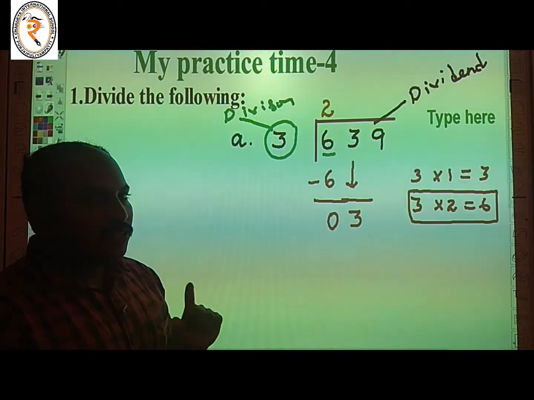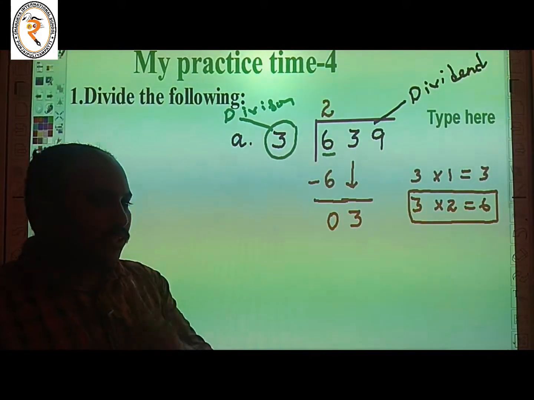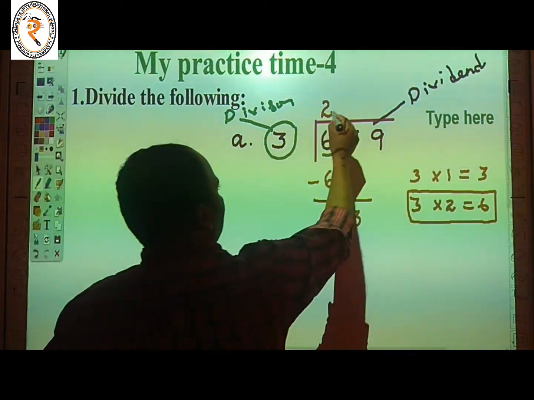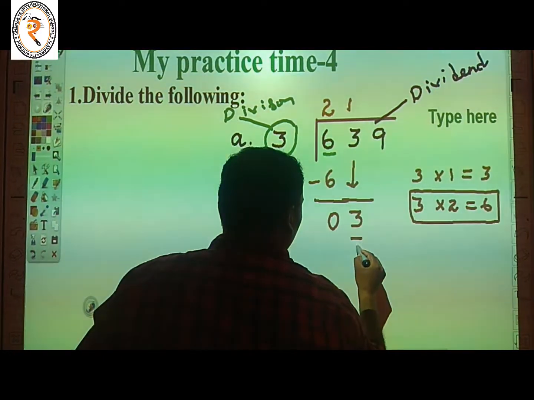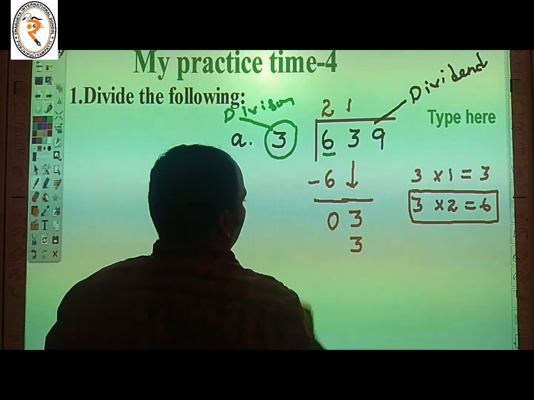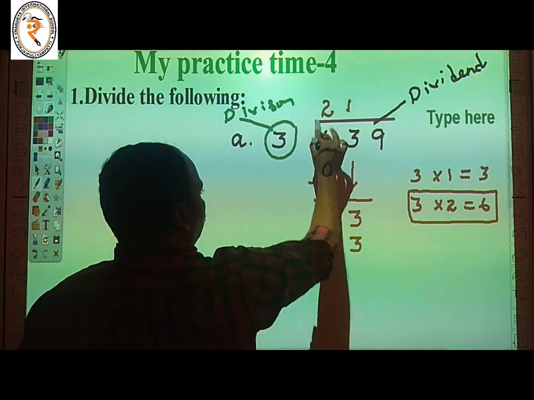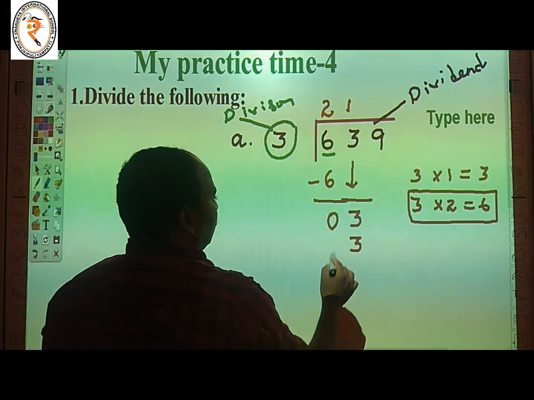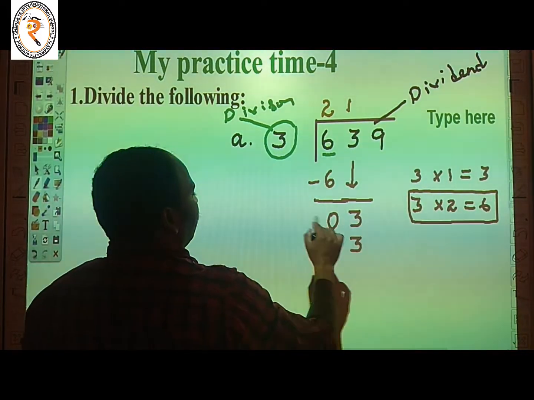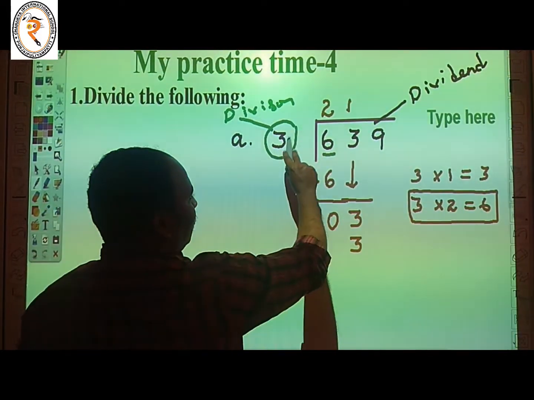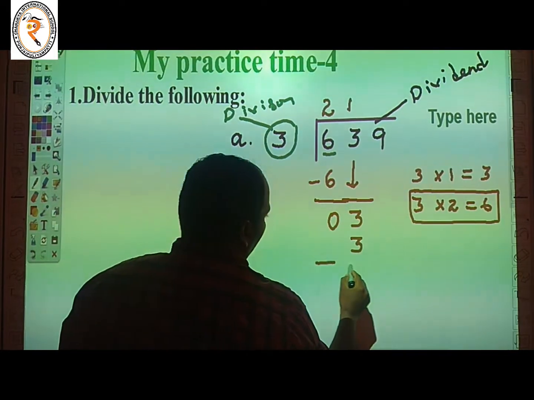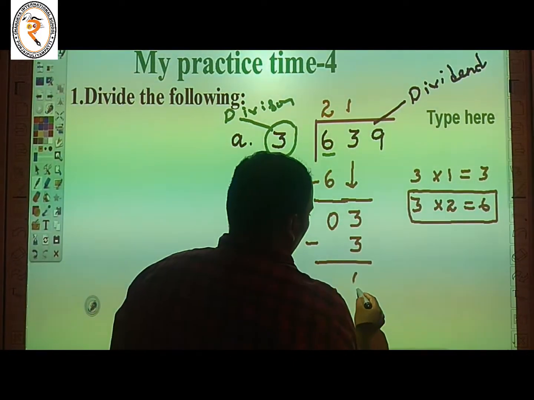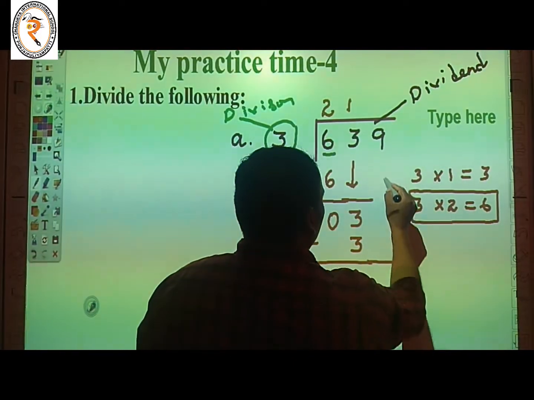The divisor is also 3. 3 divided by 3 is equal to 1. That means 3 into 1 is equal to 3. Next we minus: 3 minus 3 is equal to 0.